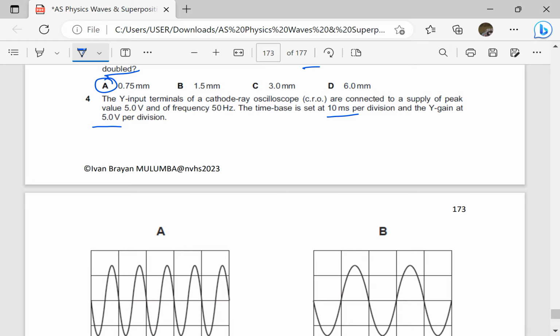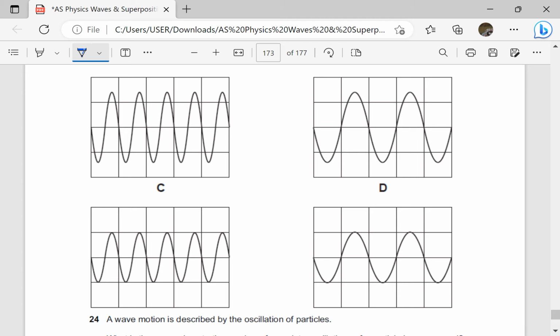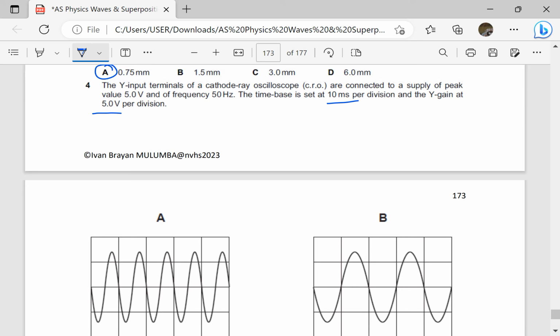The question here is missing. The Y input terminals of a cathode ray oscilloscope are connected to a supply of peak value 5 volts. The peak value is 5 volts. So let's assume they wanted the trace which is correct. If the peak value is 5 volts and one division is 5 volts, the trace which is correct must be 1 division. So this is showing a horizontal line here.